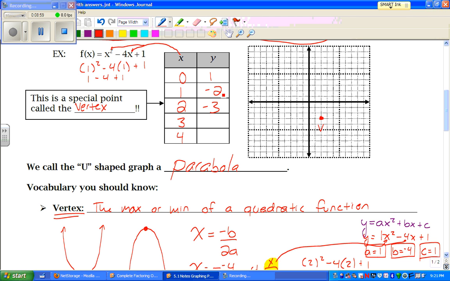I'm going to give you a minute or 2 minutes. Let's plug in 3 and substitute in 4. Let's find out what values you get there.